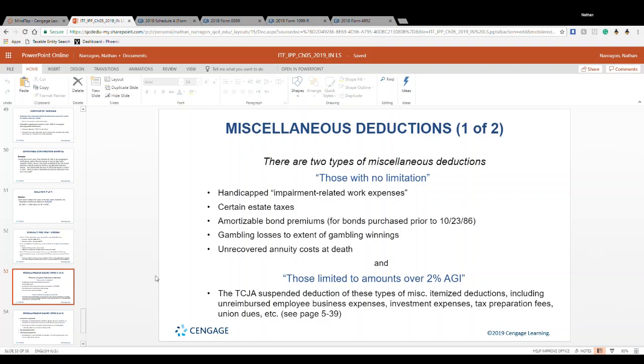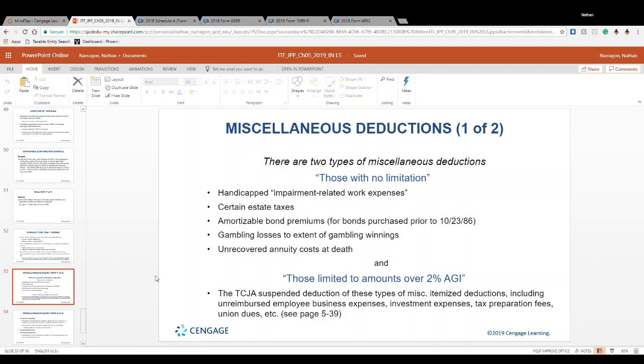Gambling losses to the extent of gambling winnings. So there, you can only take losses up to the amount that you won. Unrecovered annuity costs at death. So again, something dealing with the estate taxes.